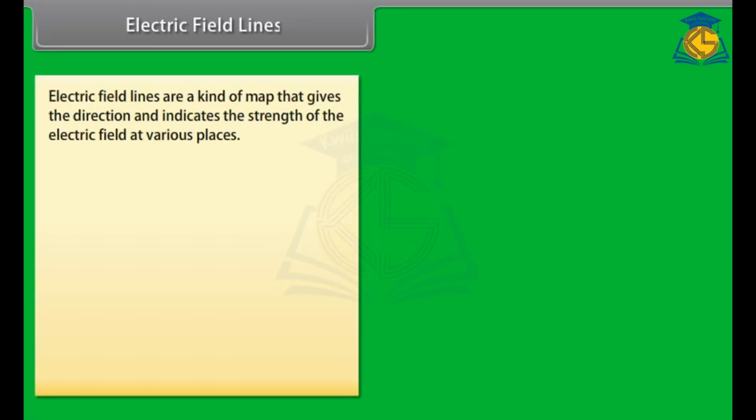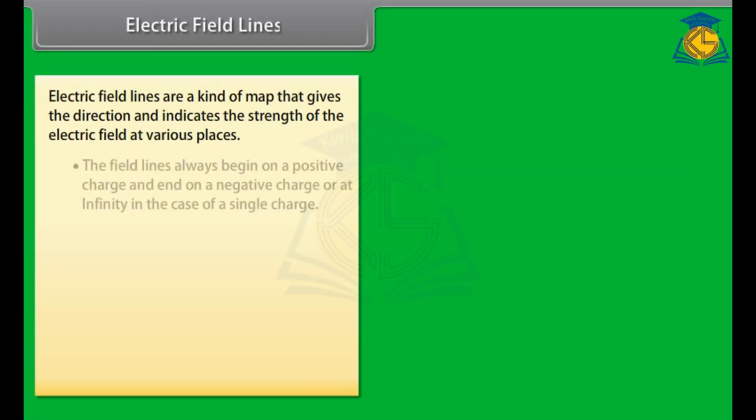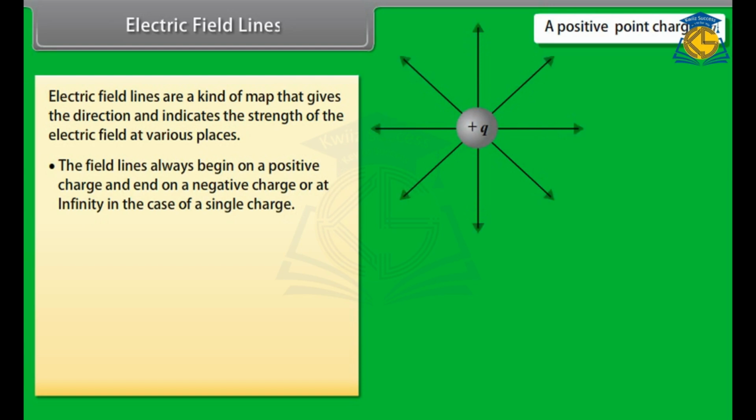Electric field lines. Electric field lines are a kind of map that gives the direction and indicates the strength of the electric field at various places. The field lines always begin on a positive charge and end on a negative charge, or at infinity in the case of a single charge.